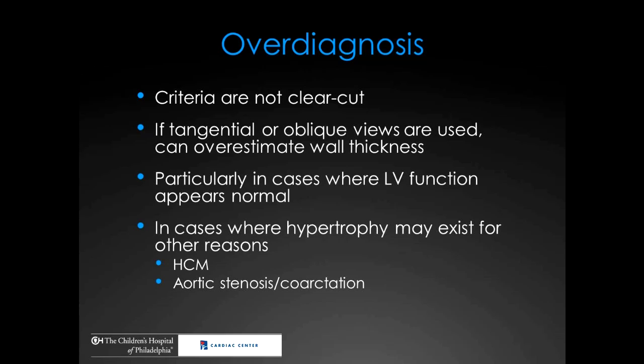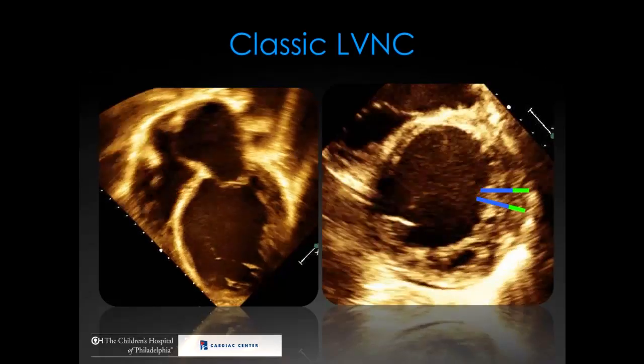And we can also overdiagnose it when we have hypertrophy of the ventricle for other reasons, such as in patients with hypertrophic cardiomyopathy or for patients with afterload lesions, such as aortic stenosis and coarctation of the aorta.